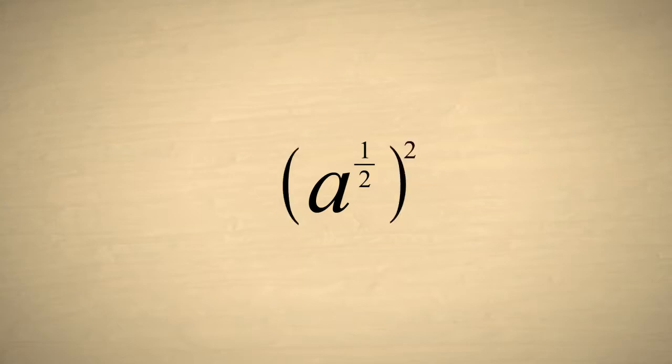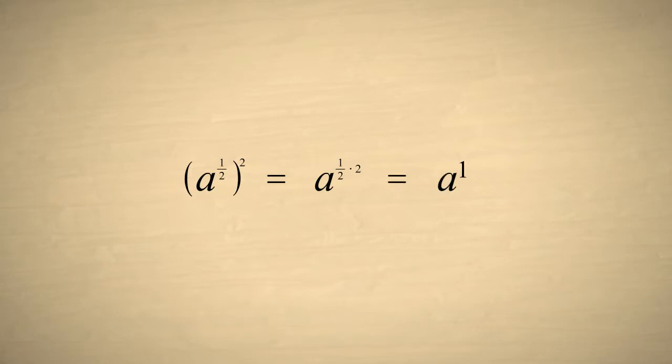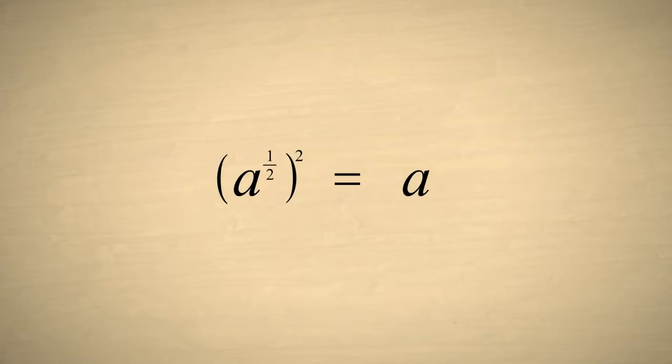If we square a to the 1/2, we multiply the exponents 1/2 and 2. This gives us a to the first power, which is the same as a. So a to the 1/2 is the number that, when squared, is equal to a. This is the definition of a square root. Therefore, a to the 1/2 must be the square root of a.